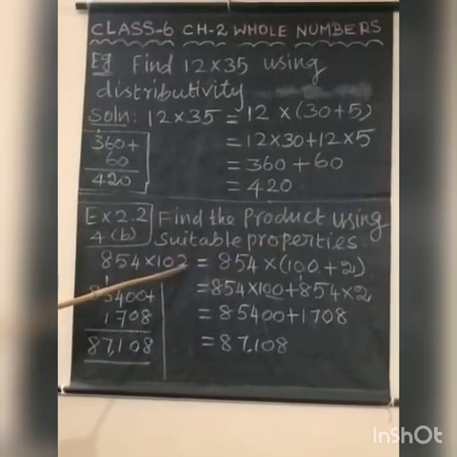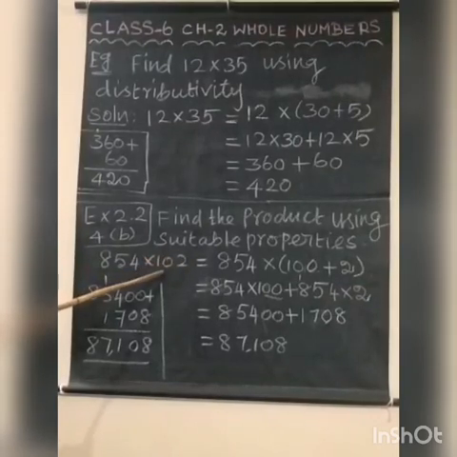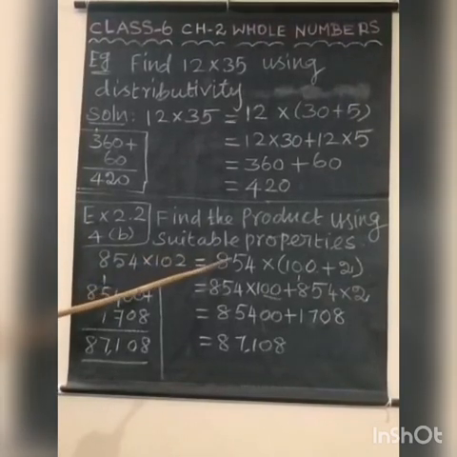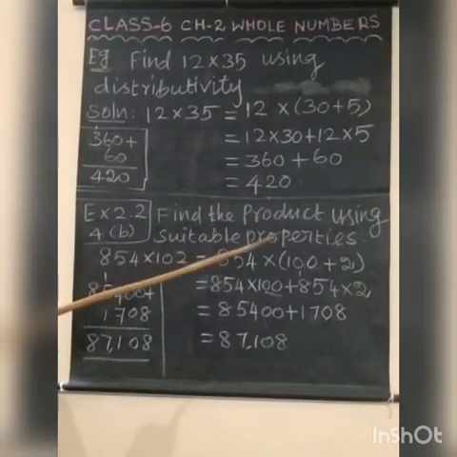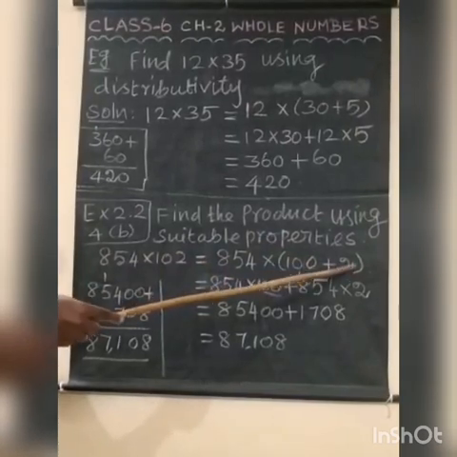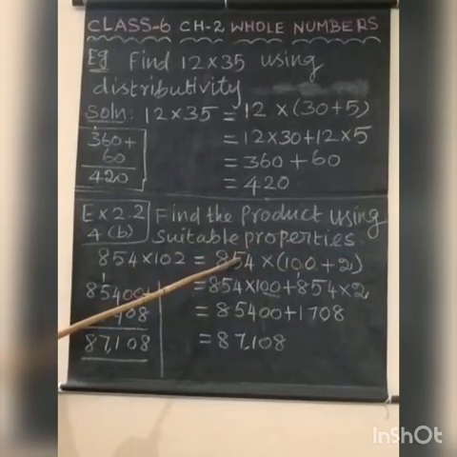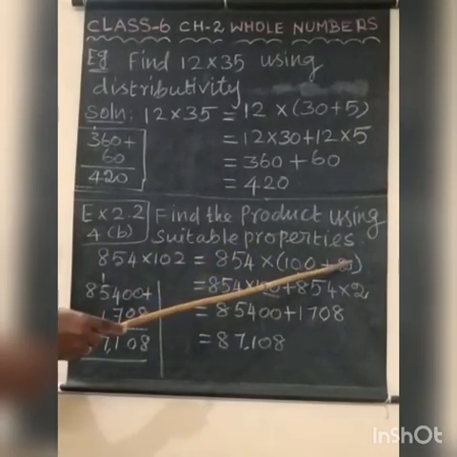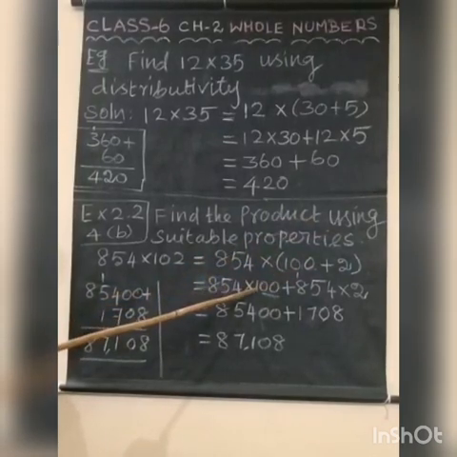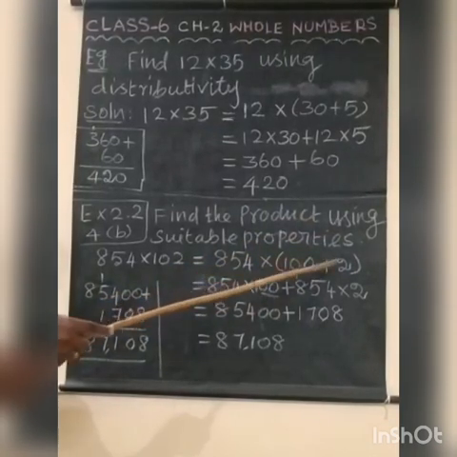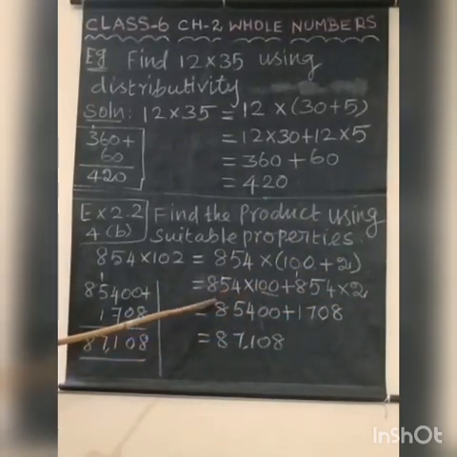854 into 102. Here expand form of 102 is 100 plus 2. Okay. Then 854 into expand form of 102, which is 100 plus 2. Then distribute these two numbers. Okay, 854 is distributed to 100 plus 2. So 854 into 100. Then 854 into 2. Okay. Then product these two numbers.